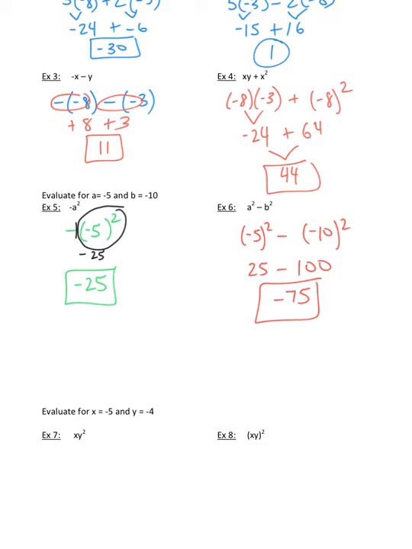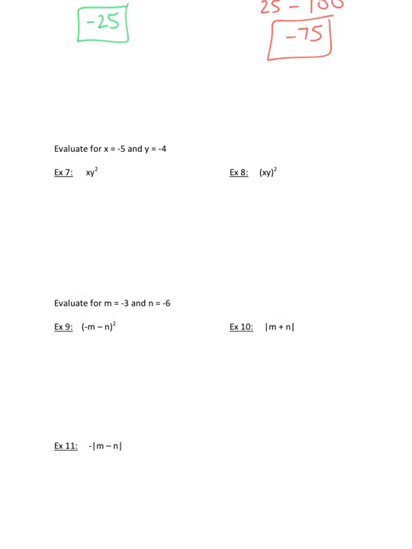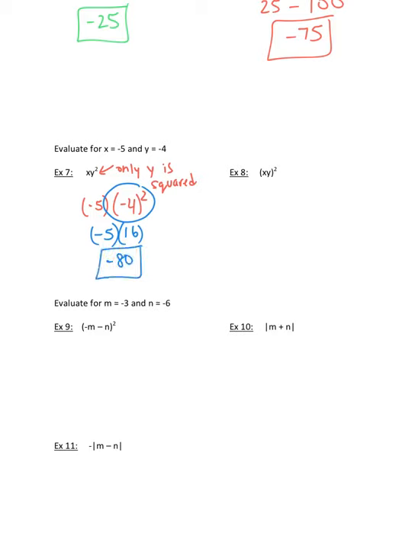Okay, going down to example 7, xy squared is saying x times y squared. So only the y is squared. So we're doing x is -5 times y is -4 squared. Make sure you understand that only the -4 is being squared. So this is 16 positive times -5. And that gives us -80 as an answer.